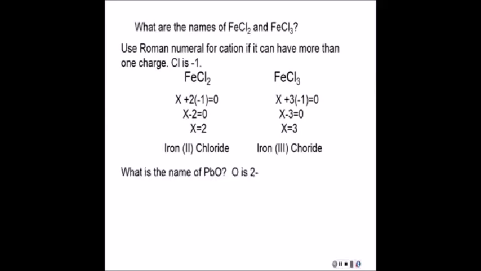Now why don't you try this one? What is the name of PbO? And O is -2 in the compound. So what's the charge on the Pb, and then what's the name? So X minus 2 is 0, X is +2, and the name then would be lead Roman numeral 2 oxide.